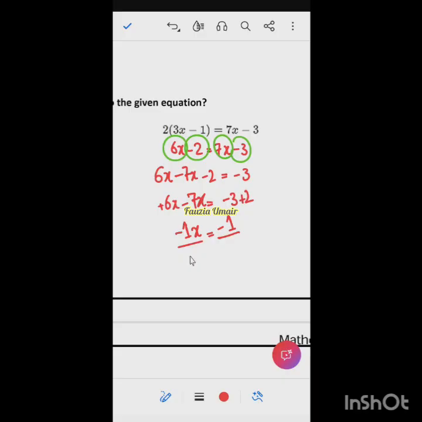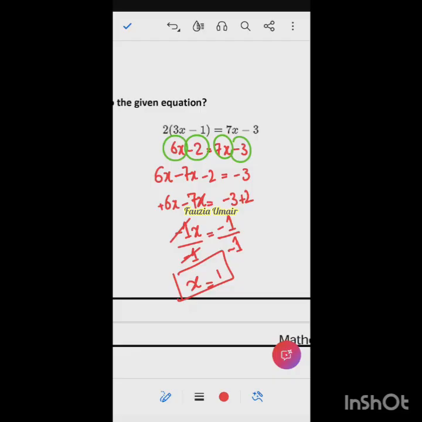No, minus 1. Right? What is the coefficient of x? It is minus 1. So now this x is also cancelled. This is also cancelled. So x is equal to 1. Right? Minus 1 divided by minus 1 is 1. Right? Any confusion, beta?